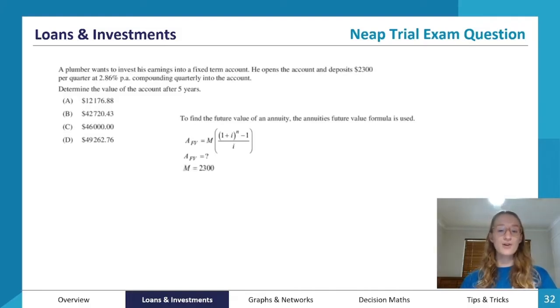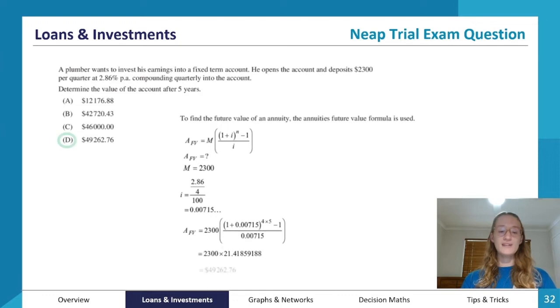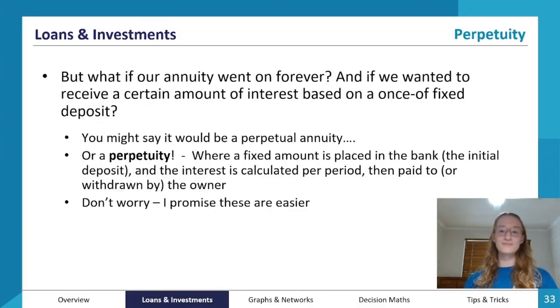The future value is unknown. We know that M, the deposit he's making every quarter, is $2,300. So we've got that sorted. We know that I is again 2.86 divided by 100, and then we're also dividing by 4 because it's compounded quarterly, and that gives us our decimal rate of interest. Then we can substitute into the equation, and that gives us our answer, $49,262.76. So that's how I'd use the future value annuity formula to solve this question. That's pretty similar to what we just did before.